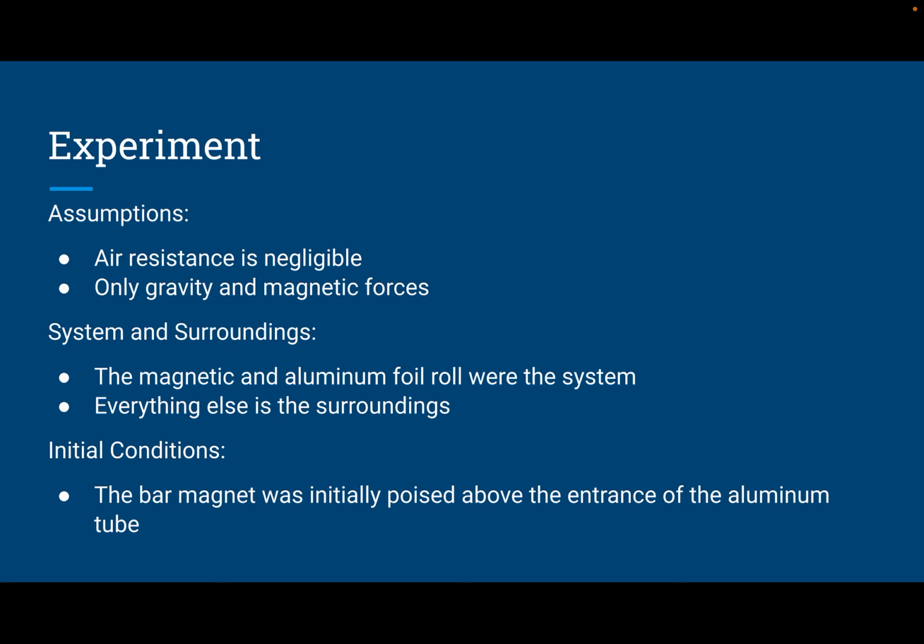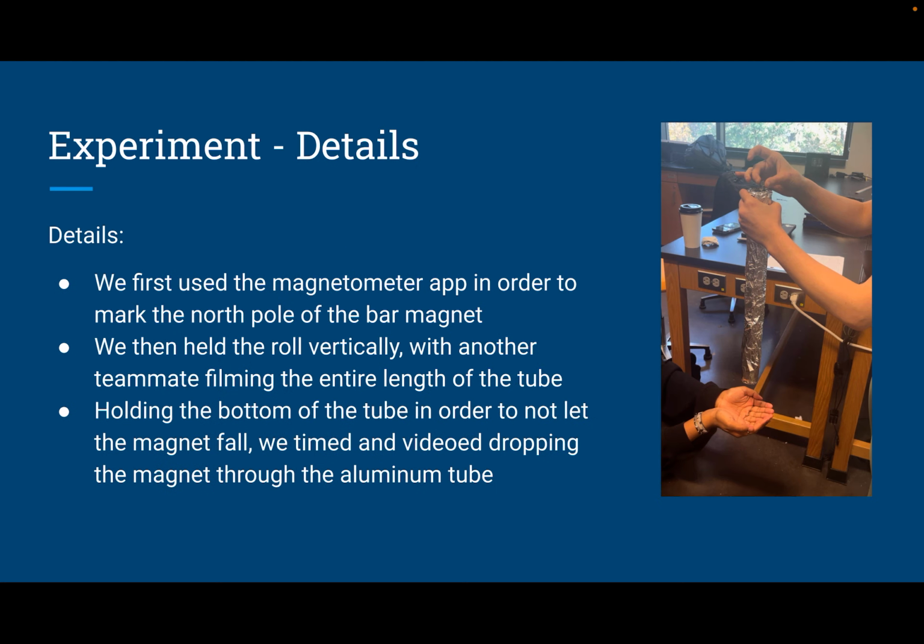So for the experiment, we are assuming that air resistance is negligible, and gravity and the magnetic forces are the only forces acting on our system, the system being the magnet and aluminum foil roll, and everything else being the surroundings. The initial condition is that the bar magnet was poised above the entrance of the aluminum foil roll. So there is a photo of that initial condition.